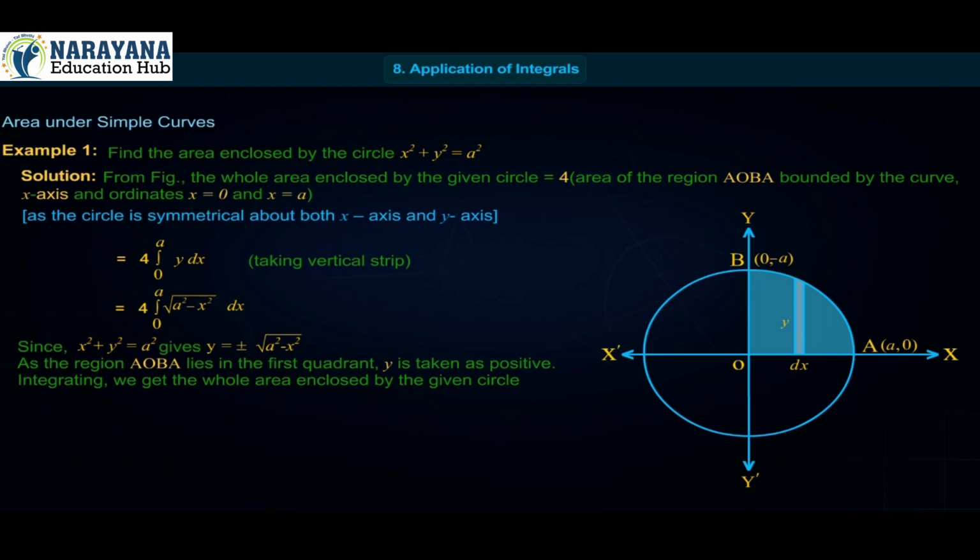Integrating, we get the whole area enclosed by the given circle equal to 4 [x/2 √(a² − x²) + a²/2 sin⁻¹(x/a)] from 0 to a, which is 4 [a/2 × 0 + a²/2 sin⁻¹(1) − 0] = 4 × a²/2 × π/2 = πa².